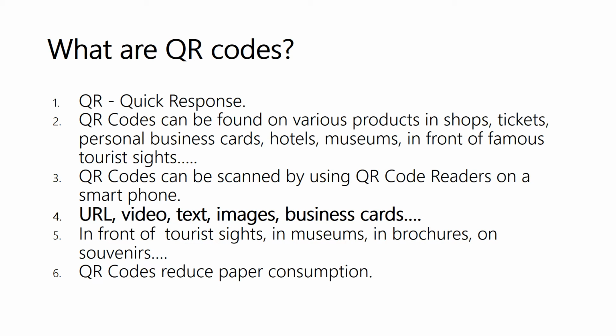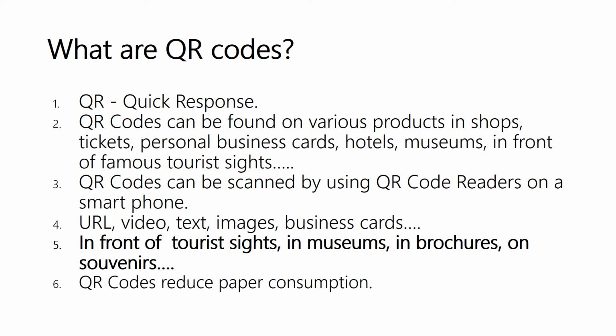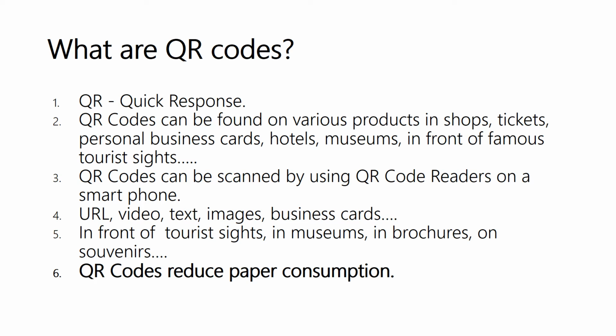As for storing information on QR codes, you can store URLs, which makes our life much easier. There's no need for copying links anymore. You can also store text, videos, and images. QR codes are used in tourism widely. They have replaced all the printed materials. They are also put in front of tourist sites, exhibits in museums, on souvenirs, and so on. And the last answer. QR codes are environmentally friendly because they reduce paper consumption.